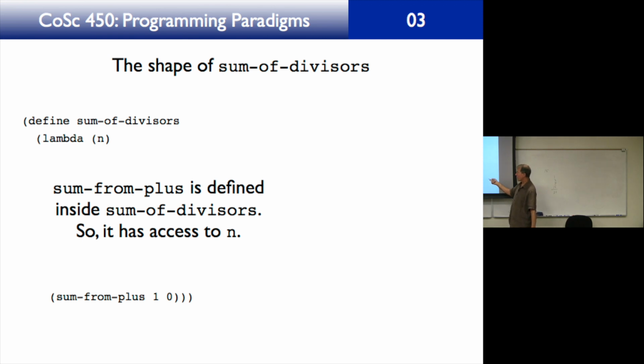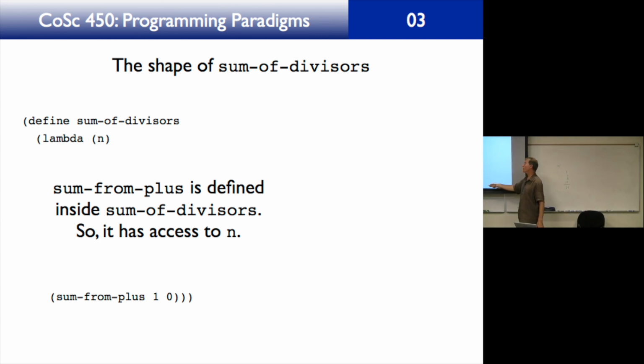Now, because sum from plus is going to be defined inside sum of divisors, it's going to have access to n. Are you with me? Does everybody see the nesting that's going on here? So all of this blank space is where we're going to define sum from plus. And then, after we define sum from plus, and it's going to be recursive, it's going to call itself, the very last thing that we're going to do in sum of divisors is call sum from plus with parameters 1 and 0. Normally our helper function is outside the function that calls it. This time our helper function is inside. And the reason we put it inside is so it can have access to n.